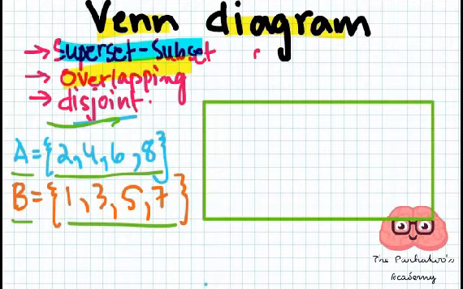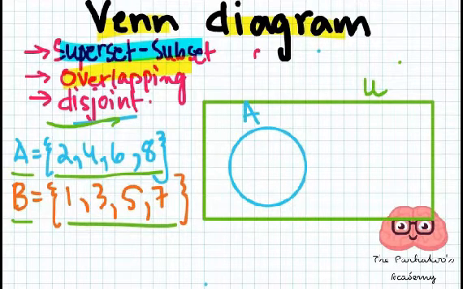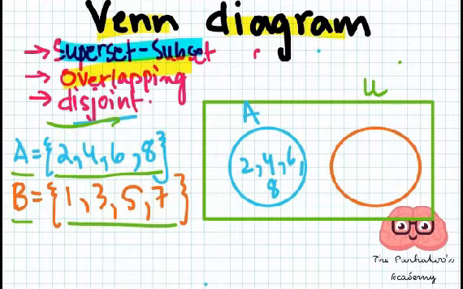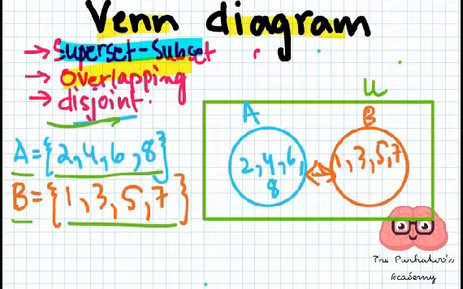Okay, so let's start with the universal set. So here is our universal set. Then let's make A: 2, 4, 6, 8. B: 1, 3, 5, 7. It's showing the relationship that they don't have anything in common. Okay, so this is how Venn diagrams are used to show whether the relationship is a superset, overlapping, or disjoint.